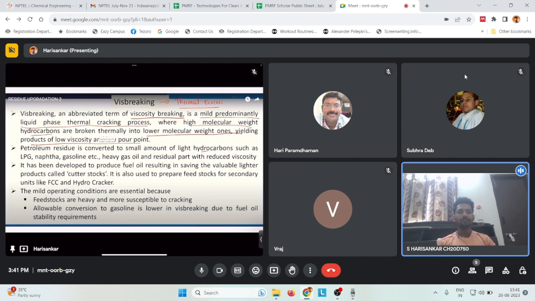So as I said, in visc breaking, we apply heat to the residue which has a high viscosity initially, and because of this heat that we are supplying, the heavy particles of the residue get broken down, and their viscosity also reduces, and their pour point also reduces. So that is basically the simple explanation for the visc breaking process. So through visc breaking process, petroleum residue can be converted into small amounts of light hydrocarbons like naphtha, LPG, gasoline, and so on, along with heavy gas oil and residual part with the reduced viscosity.